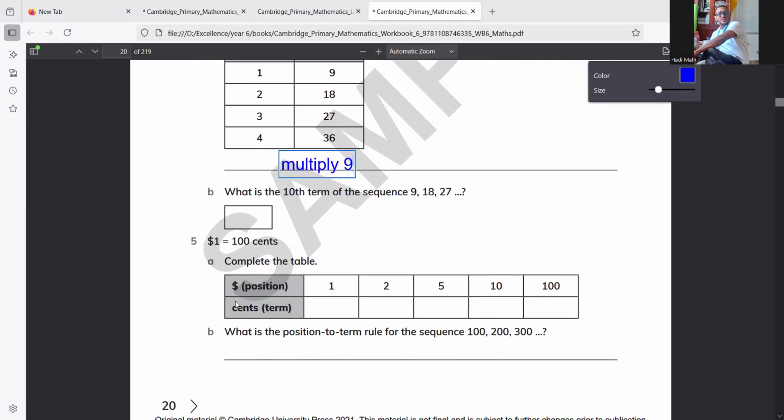Let's go to question B. They ask you what is the 10th term in this sequence. We say multiply by 9, so it's going to be 9 times 10, which is equal to 90. So this is the 10th term.